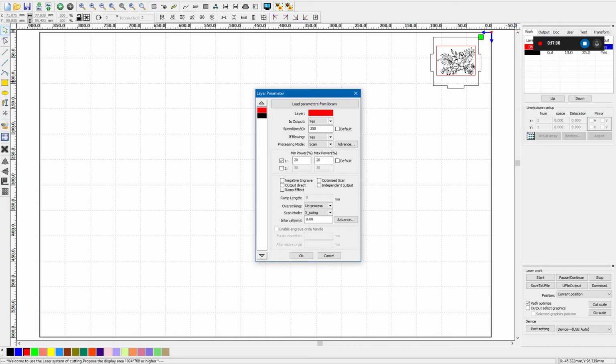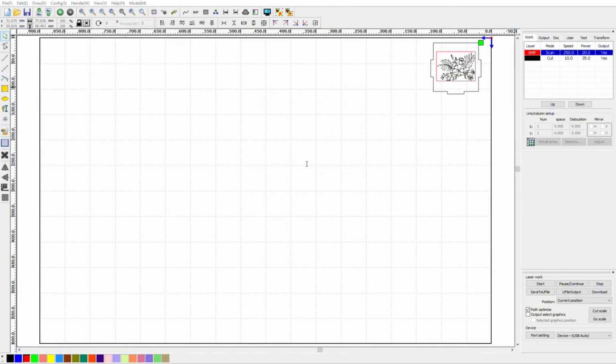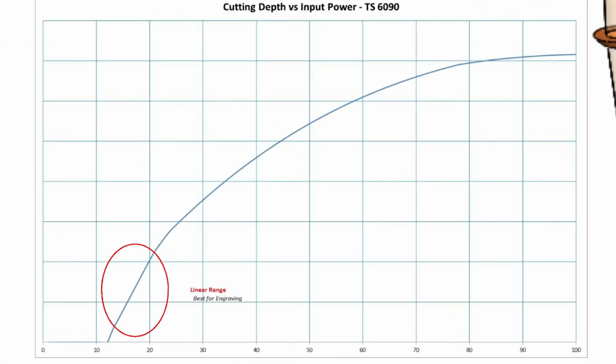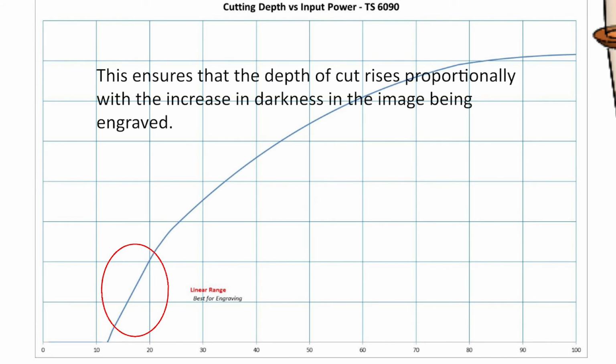If engraving, the power levels will be set across a range within the linear power output range of the laser tube. The tube puts out no laser beam below 13% power, then has a fairly linear increase in output power versus input power from 14% to about 22%. Above that, output power increases by less than the increase in input power. So, we tend to set a range of powers within the 14% to 22% range.